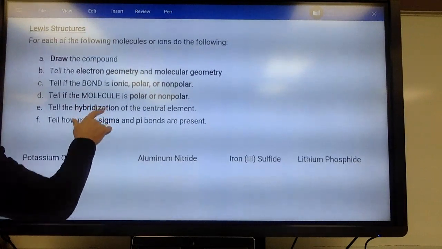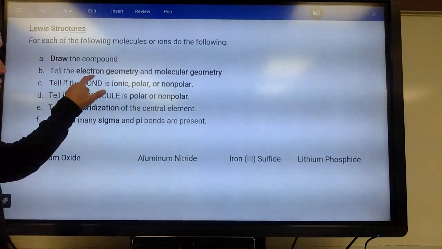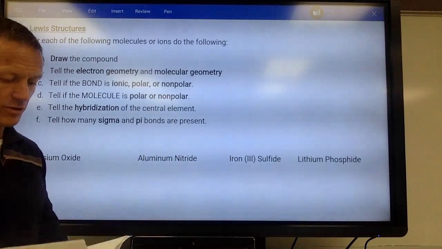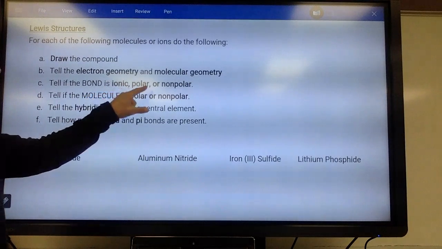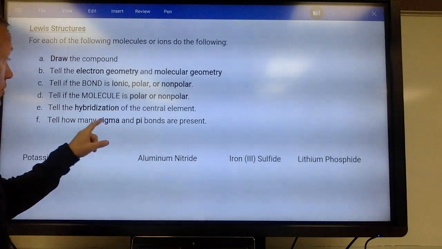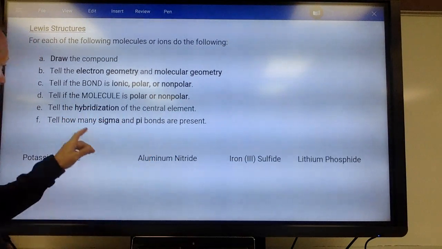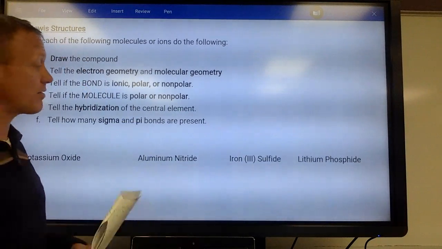All right. Most of this is going to be on just drawing them. We're going to need to be able to draw a compound, tell the electron geometry and molecular geometry. There will be a shape sheet that you will look at for that. Tell if the bond is ionic, polar, or nonpolar. Tell if the molecule as a whole is polar or nonpolar. Tell the hybridization of the central element, which we won't always do, but sometimes we will. And tell how many sigma and pi bonds are present, which we may or may not get to, probably not in this video.